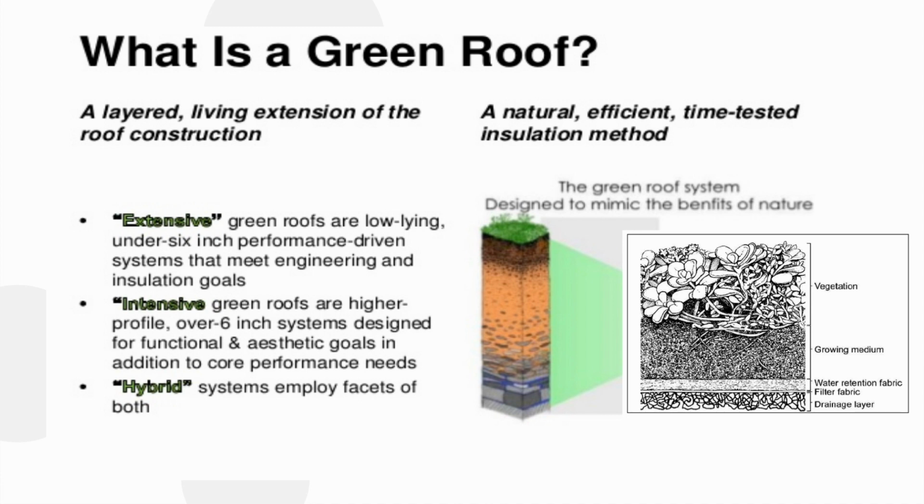What is actually a green roof? Green roof is a layer living extension of the roof construction. It is a natural, efficient, time-tested insulation method. It has three types of green roof. The first one is the extensive, which is a low-lying, under 6-inch, performance-driven system. The second one is the intensive green roof, which is a much higher profile, over 6-inch system designed for function and aesthetic goals in addition to core performance needs. The third one is the hybrid, which is a system employing facets of both.